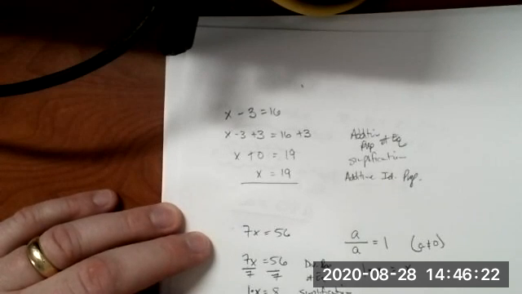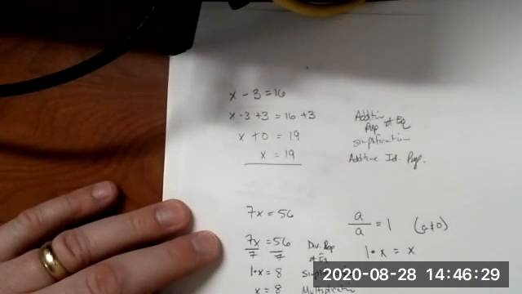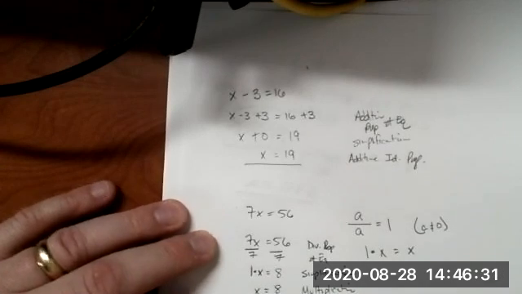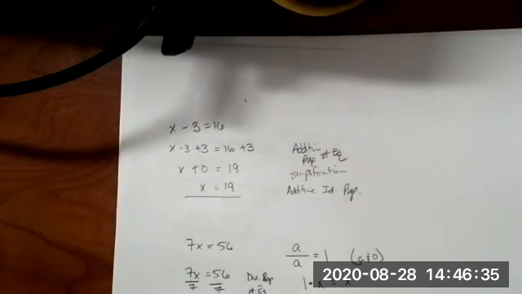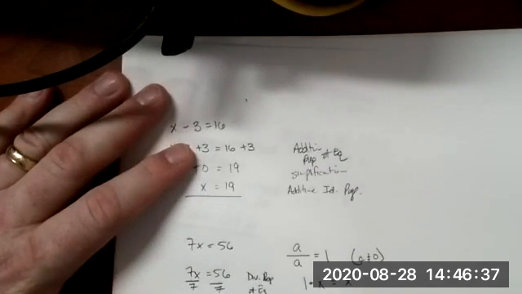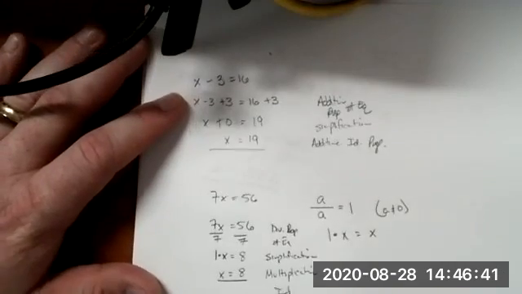Number 4 says x divided by 4 is equal to 12. Well, I happen to know that any number divided by itself is equal to 1. So if I want this to say x equals, sorry guys, running out of space here. Let me try and fix my camera.